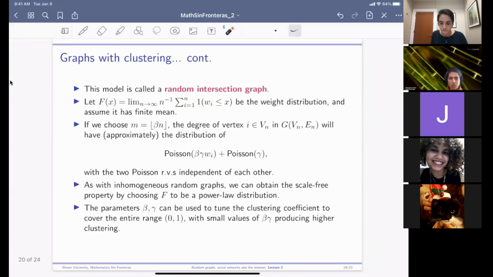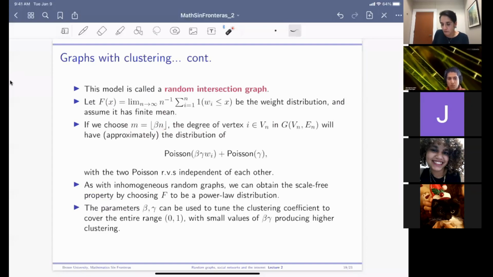Good. So now that I have defined it in this way, again, we're going to use F to denote the distribution of the weights that we gave the actors when we were constructing the bipartite graph. We're going to set the number of movies to be proportional to the number of actors. So I have a constant beta. This is also a parameter that we can play with. A constant beta times the number of actors.